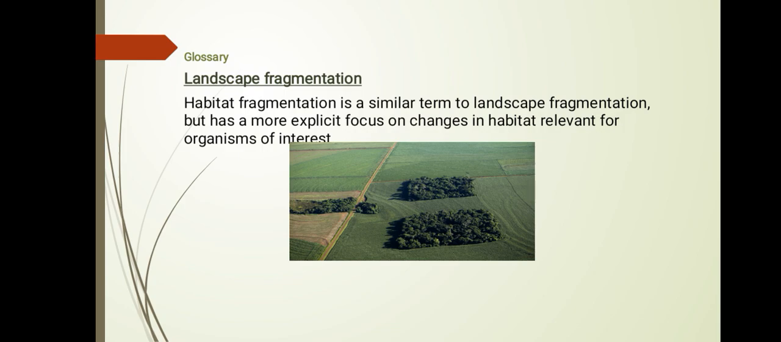Landscape fragmentation. Habitat fragmentation is a similar term to landscape fragmentation, but has a more explicit focus on changes in habitat relevant for organisms of interest. So, it describes the emergence of discontinuities in an organism's preferred environment, causing population fragmentation in the ecosystem.